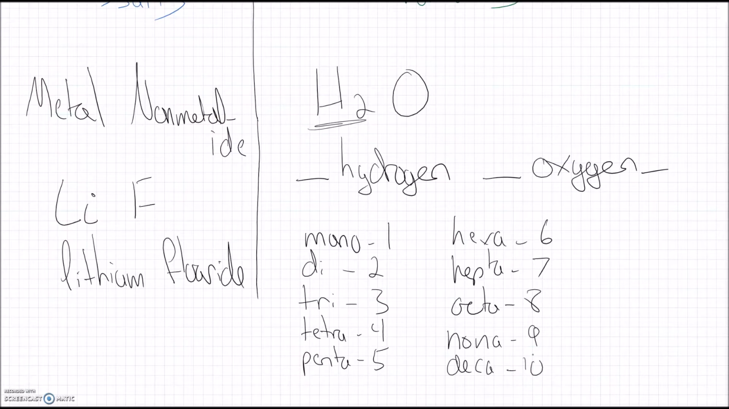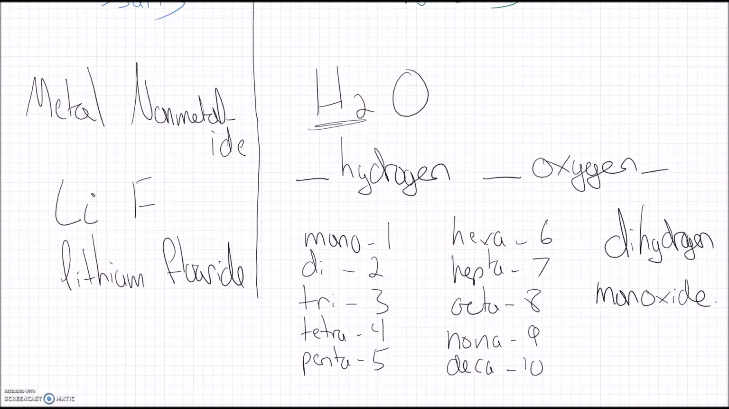So what would H2O be? We take the name hydrogen and we add our prefix. How many hydrogens do we have? 2. So it would be dihydrogen. How many oxygens? 1. So we add our prefix: monoxide. We don't need 2 O's, right? Dihydrogen monoxide would be the name for that.